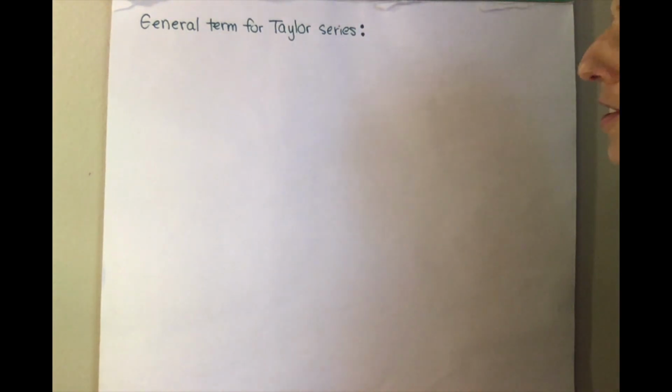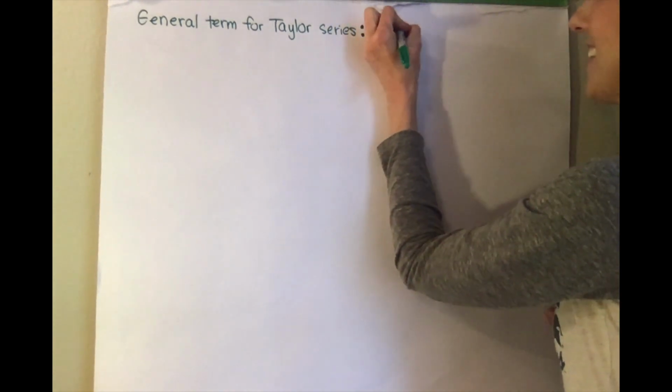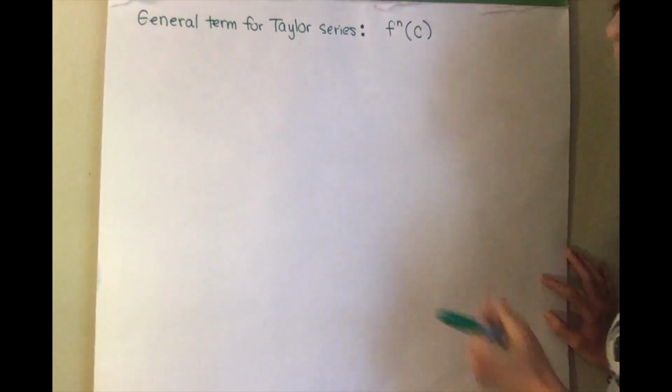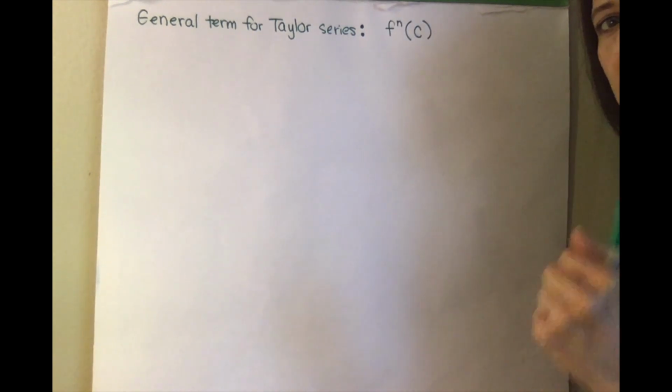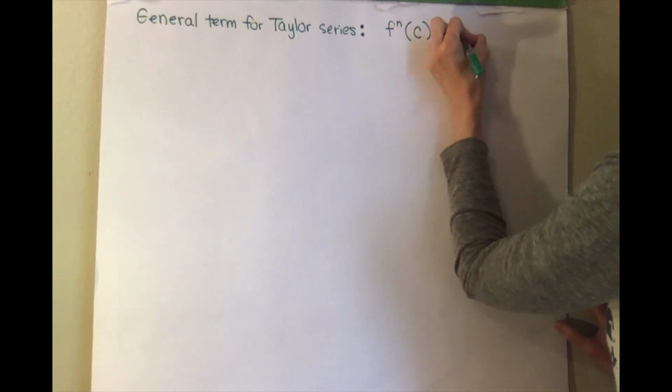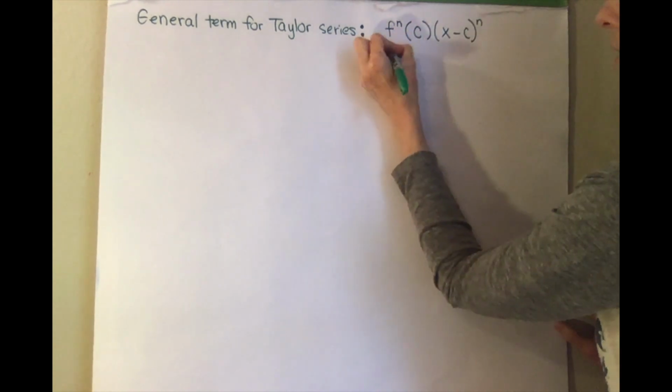Okay, see if you can remember the general term for a Taylor series. No, it's been a while. It's the nth derivative of f evaluated at c. c is where the series is centered. It's an x value that the series is centered around. x minus c to the n power over n factorial.